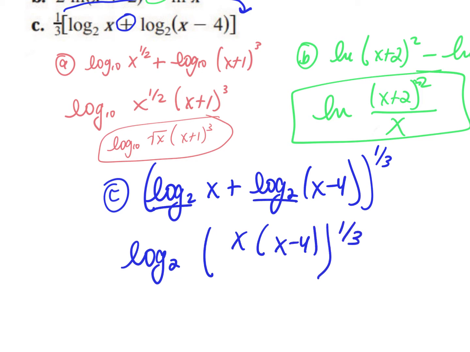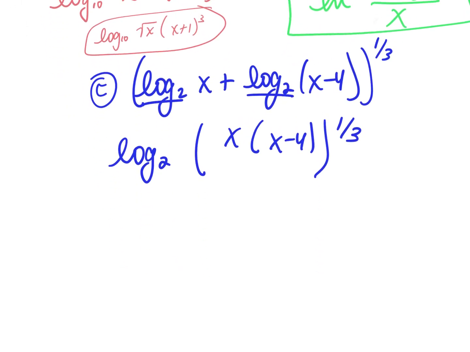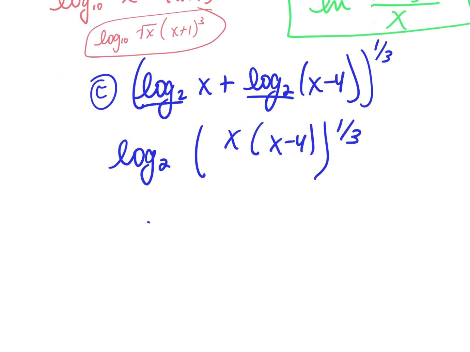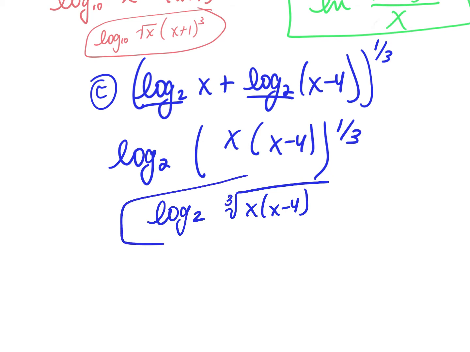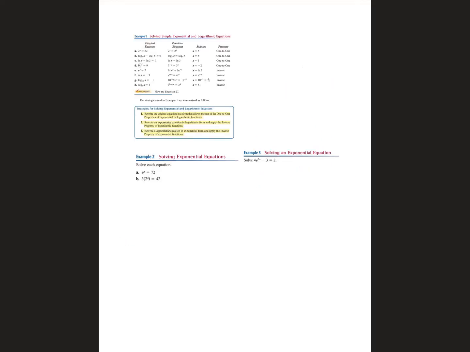Can I simplify that? Can I smush that together just a little bit more? Yeah. What would this be? Log base 2 x times x minus 4. That's going to be underneath what? Not the square root, guys. It's the cube root. There's a 3 out in front there. Good. Very good. All right, that was 3-3.